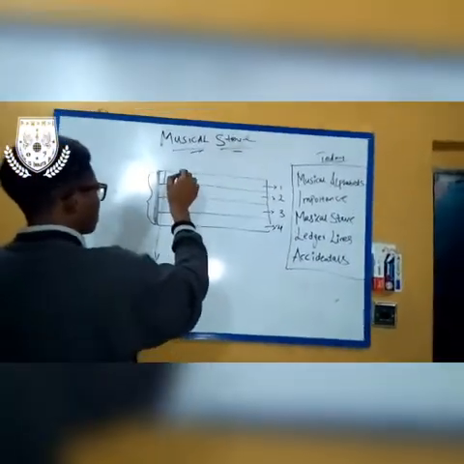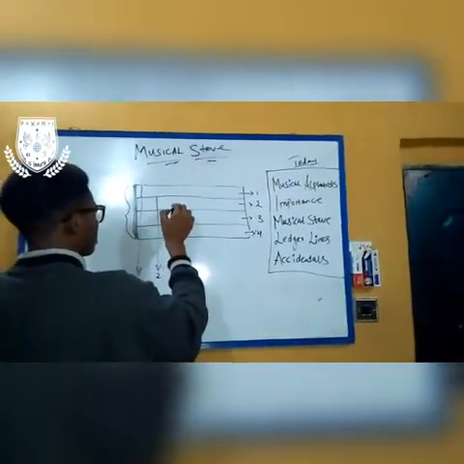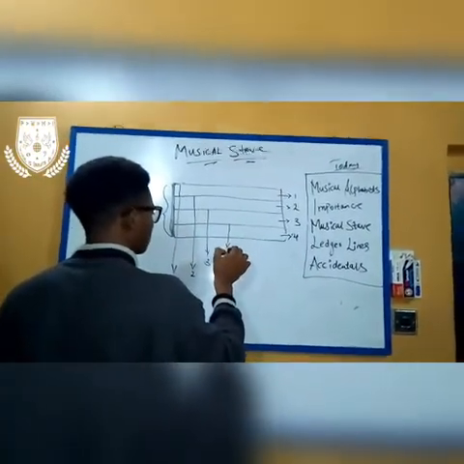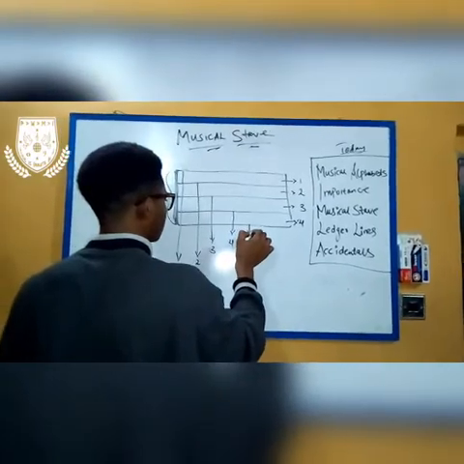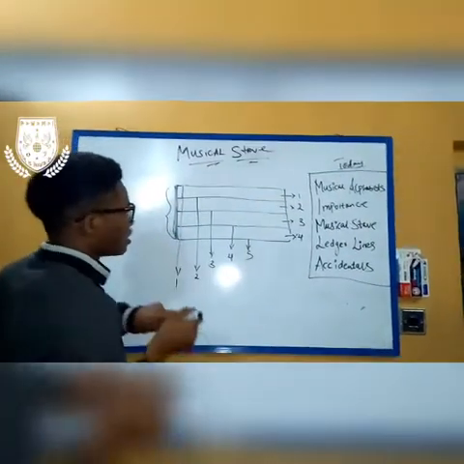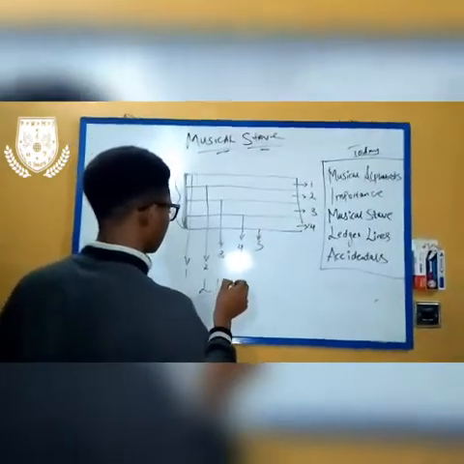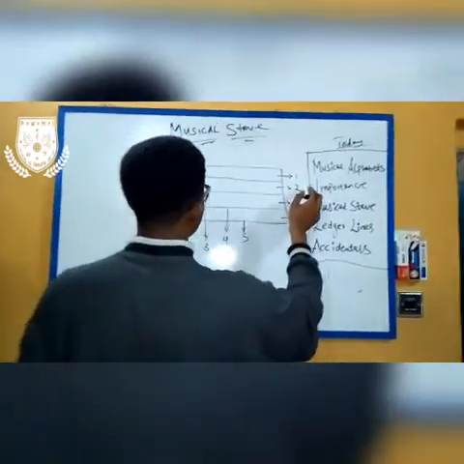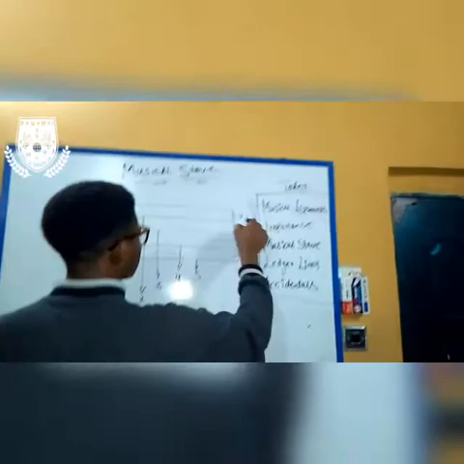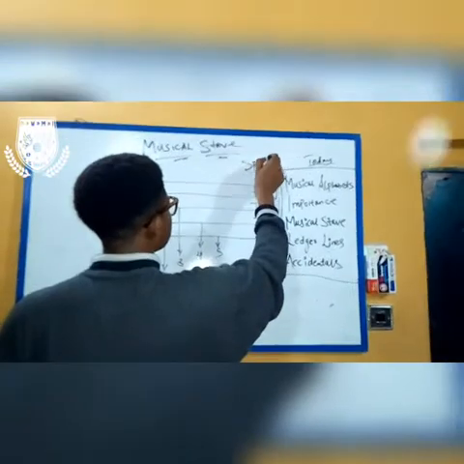Now this is the first line, this is the second line, the third line, the fourth line, and then the fifth line. So now we have 5 lines and 4 spaces. Here it's talking about the lines, and here it's talking about the spaces.